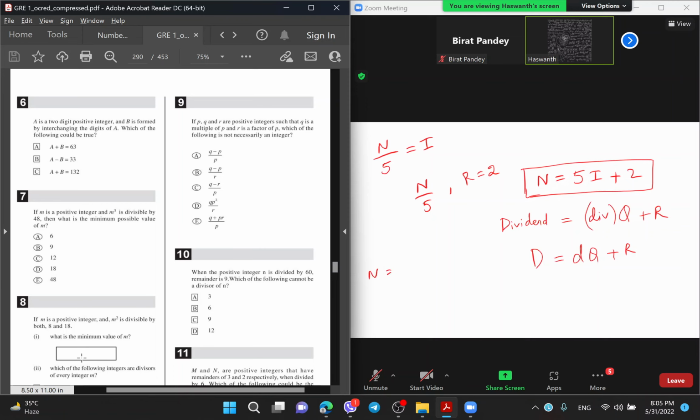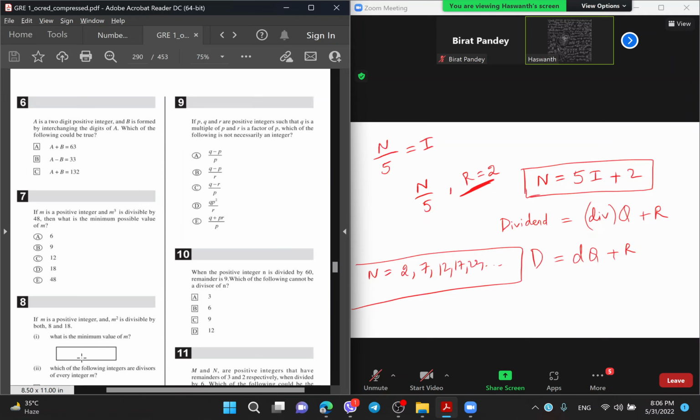For example, let's say we are considering only positive integers. 5 into 0 plus 2, 2. 5 into 1 plus 2, 7. 5 into 2 plus 2, 12. Like that, keep adding 5: 17, 22, like that. These are the list of numbers which will leave a remainder 2 when divided by 5. Plus remainder means the required remainder. In this example, I said remainder is 2, so plus 2.